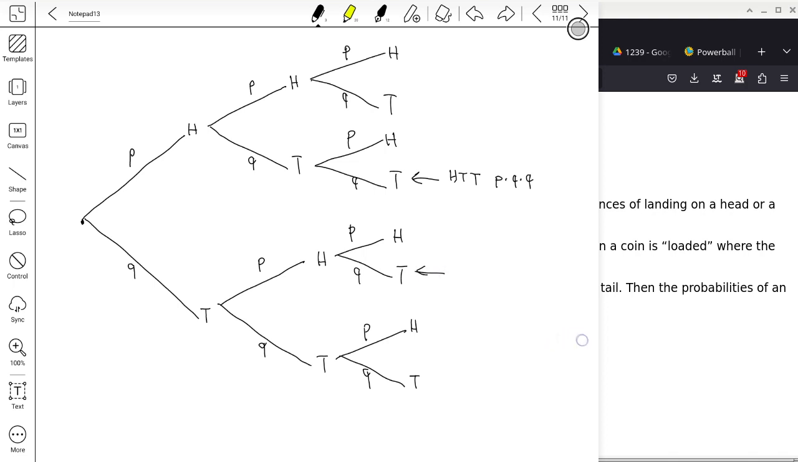I'll give you another example. Let's take a look at this one here. This will be the sequence of tail, head, tail. But to get here, we have to go through one branch that has a Q probability, one branch that has a P probability, and then the last one is a Q probability. So this is P times Q squared. This is P times Q squared as well, because in both of these, we end up with two tails and one head. So this graph will now also accommodate a coin that is loaded, so that P is representing the chances of landing on the head, and Q is representing the chances of landing on the tail.